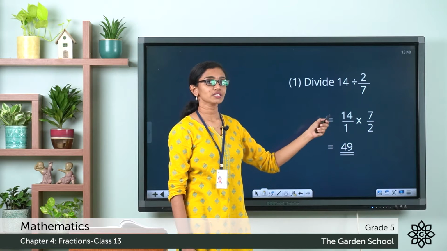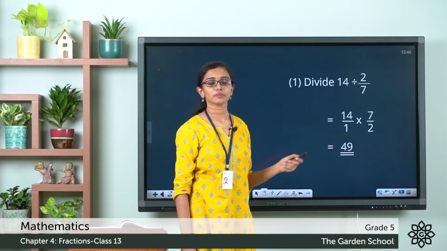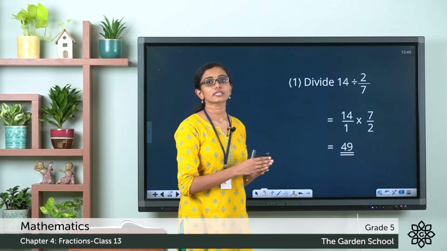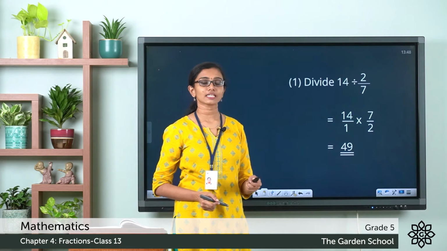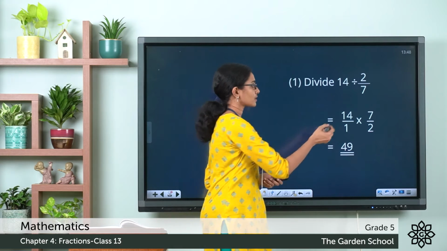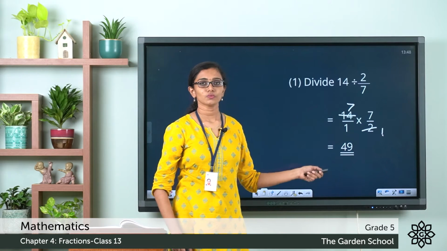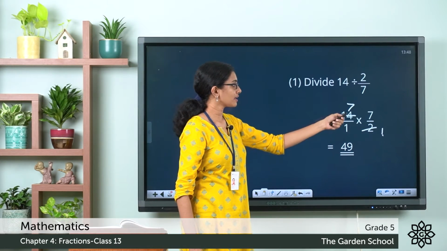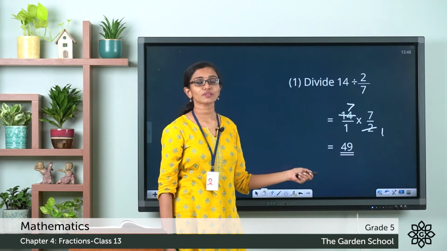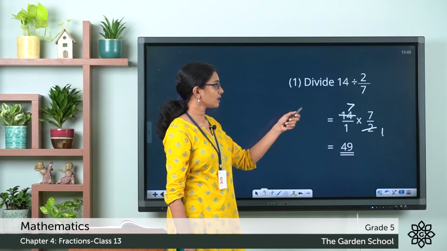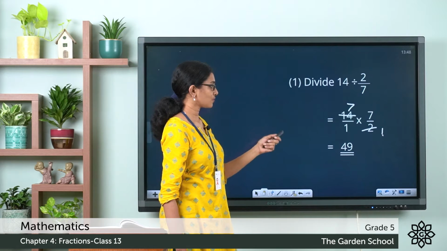For the ease of calculation, you can cancel out the common factors. Here, observe the numerator and the denominator. You can see 2 is a common factor for the numerator 14 and the denominator 2. So let's cancel out using that common factor 2. 14 divided by 2 gives you 7 and 2 divided by 2 gives you 1. So it becomes 7/1 into 7/1. That is 7 into 7 by 1 into 1, and it gives you the answer 49. So the whole number 14 when divided by the fraction 2/7 gives you the answer 49.